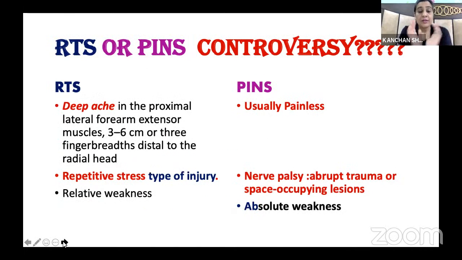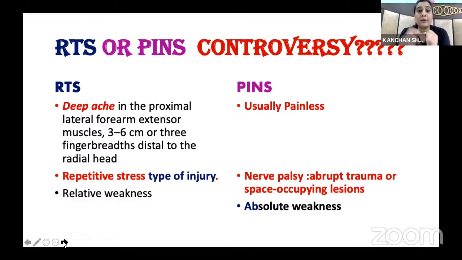Okay, so if you see the recent literature, they say that we should call it entrapment of the deep branch of the radial nerve. We should not be calling it radial tunnel syndrome. Because radial tunnel syndrome, the researchers have found, is a kind of stress injury. Repetitive pronation movements, repetitive movements of your radial head against the ulna, will result in a kind of syndrome, which is known as radial tunnel syndrome.